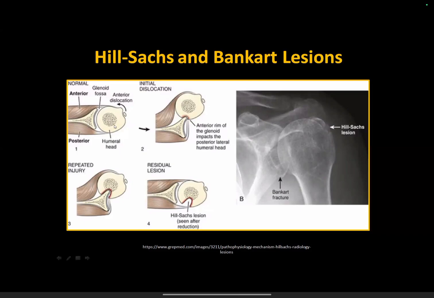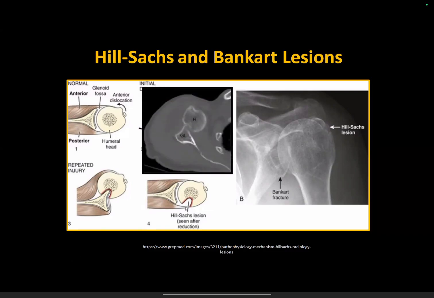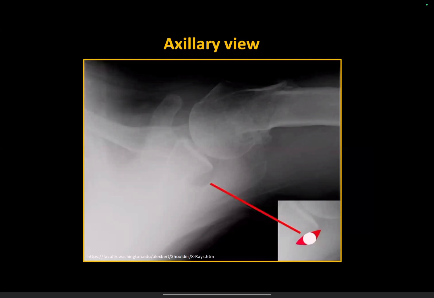So what happens? The shoulder is dislocated anteriorly and medially as it rotates. The posterior lateral aspect of the proximal humeral head impacts on the anterior aspect of the glenoid. So this will form the Bankart lesion, and this will form the Hill-Sachs lesion. One of the useful radiographic views in order to make this diagnosis is the axillary view.